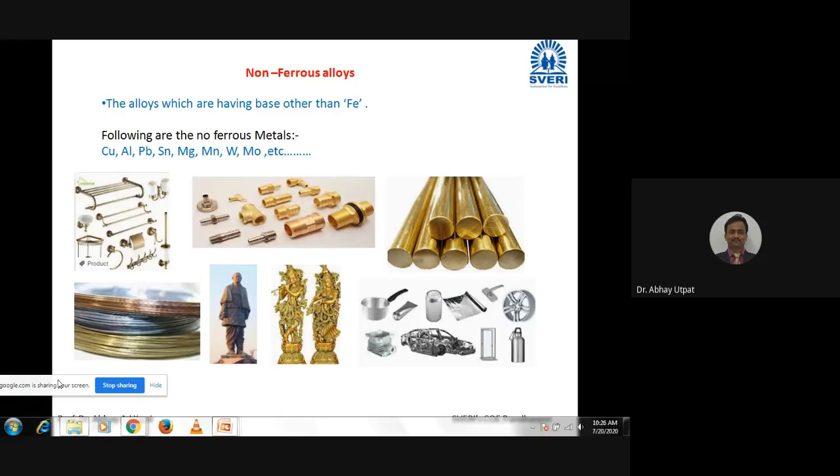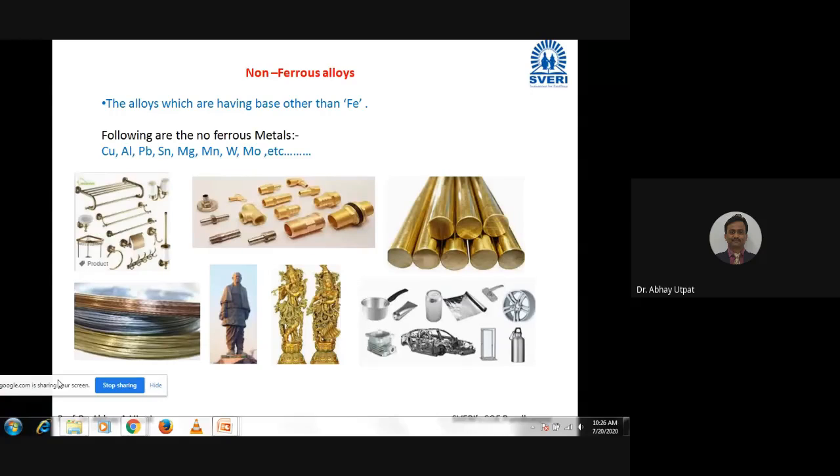And on the right hand side, these two statues of Radha Krishna which you are observing are solid, which is produced by melting and pouring. So all these components are made up of brass, bronze, and aluminum alloys. Okay, let us see the next part.